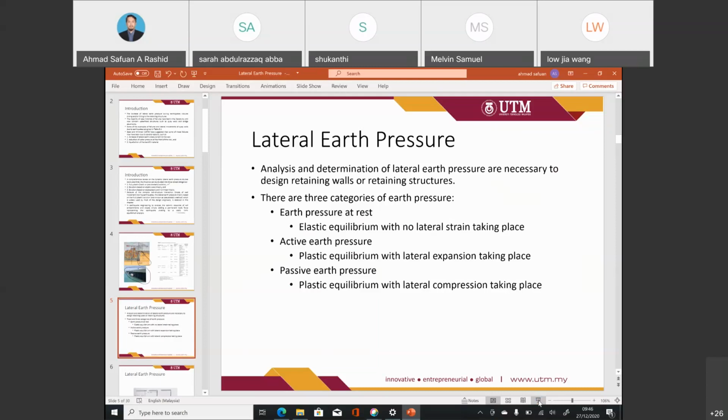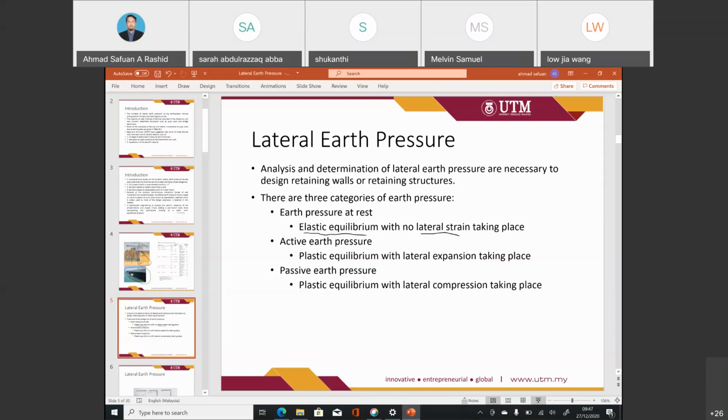So in this case, there will be no movement that we consider for the retaining structure, for whatever structure that restrains the soil. In this case, they assume elastic equilibrium with no lateral strain taking place, which means that the soil is not able to move or to push any structure in front of it. So it means that it is at rest conditions.